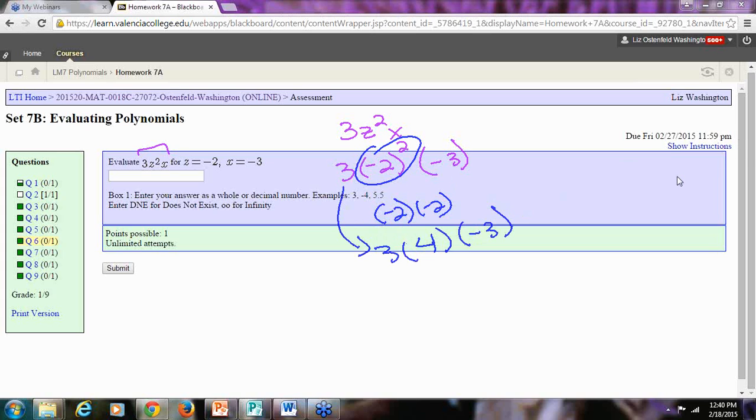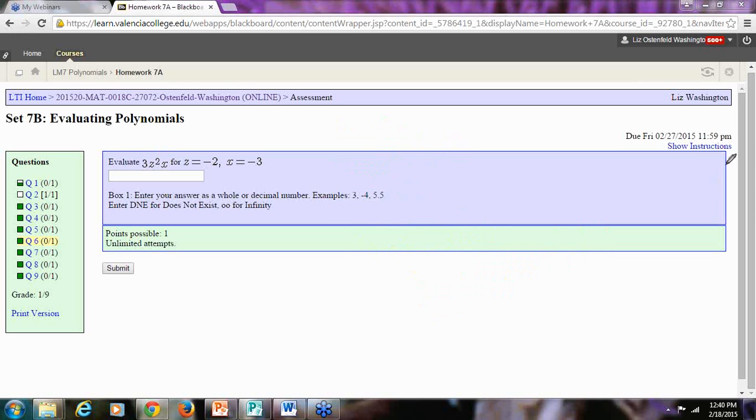Since this is all multiplication, I could really do this in any order I want because everything's going to get multiplied in the end. But I'll just go ahead and do 3 times 4, which is 12, times a negative 3, which is a negative 36. Okay, any questions about that? Okay.